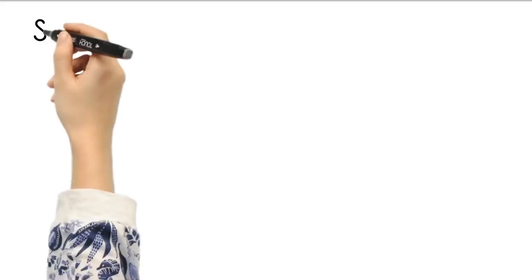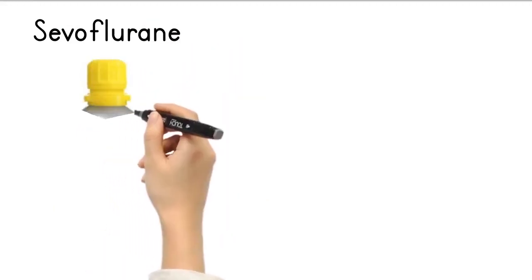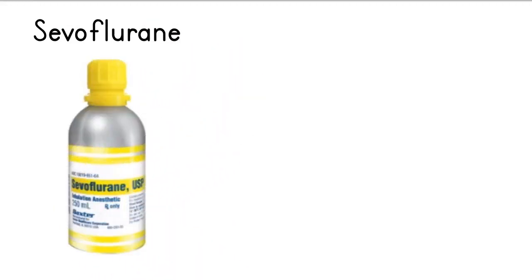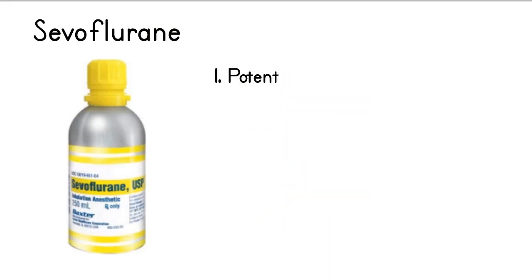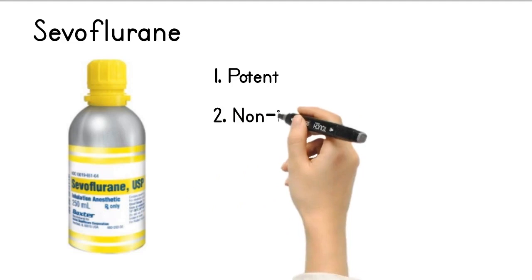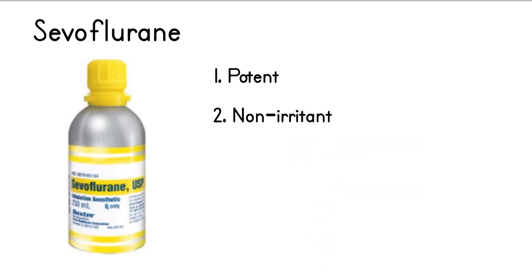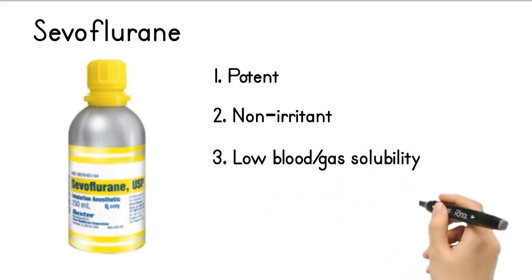Although they have more in common than not, there are some reasons to choose one volatile agent over another. Sevoflurane is the most common agent in modern use. It's a potent agent. It's got a MAC value of 2%. It's non-irritant, so you can use it for inhalational induction of anaesthesia. Patients won't cough. It's got a low blood gas solubility, so you can change the depth of anaesthesia quickly.